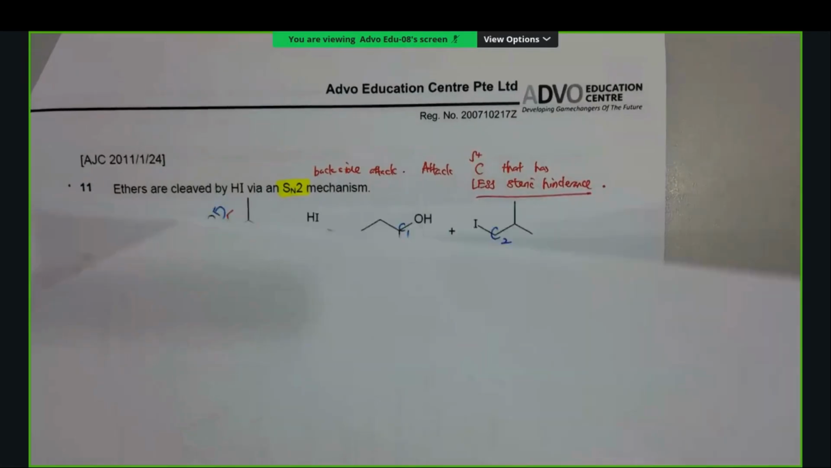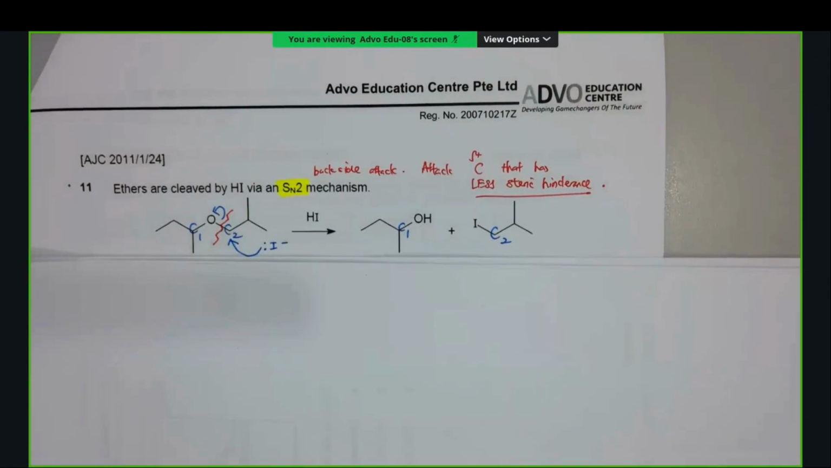If you look at, for example, this given example, between carbon 1 and carbon 2, which I labeled as 1 and 2, carbon 2 definitely experiences less steric hindrance because it's less substituted with carbon chain. Here there are 2 adjacent carbons, here there is only 1 adjacent carbon.